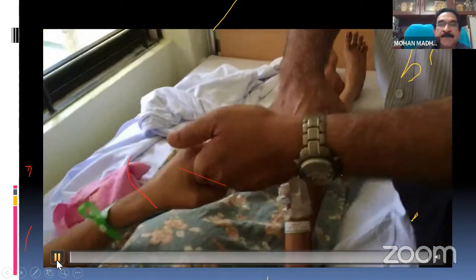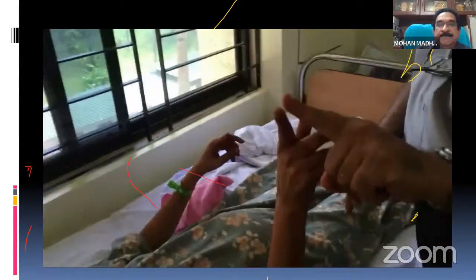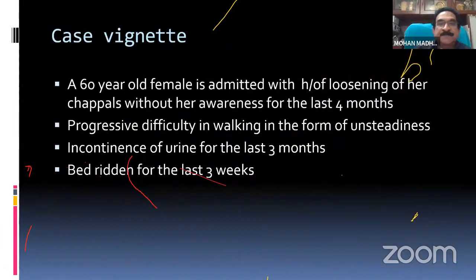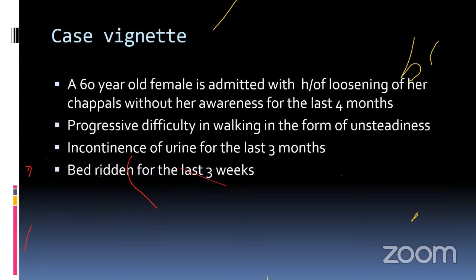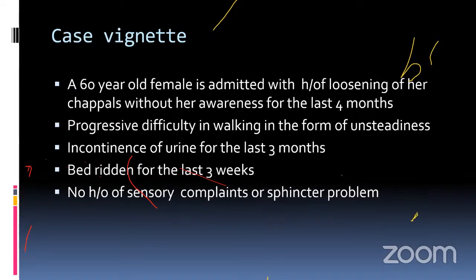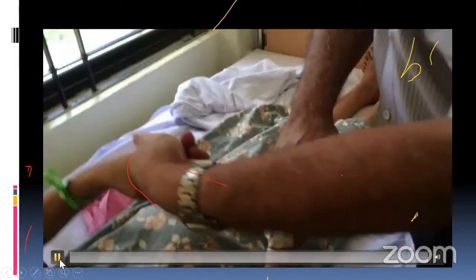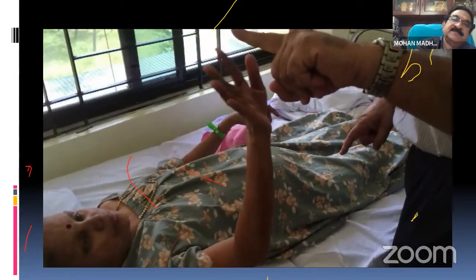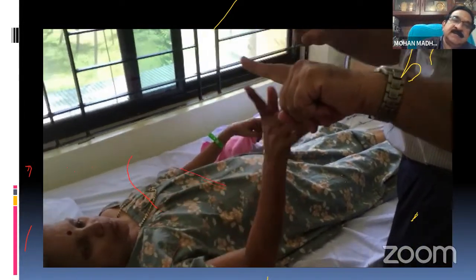This is the patient. Power is normal in the upper limb. You said there is a sphincter problem. Incontinence of urine, no? Yeah, incontinence of urine. Power is normal in the upper limb.